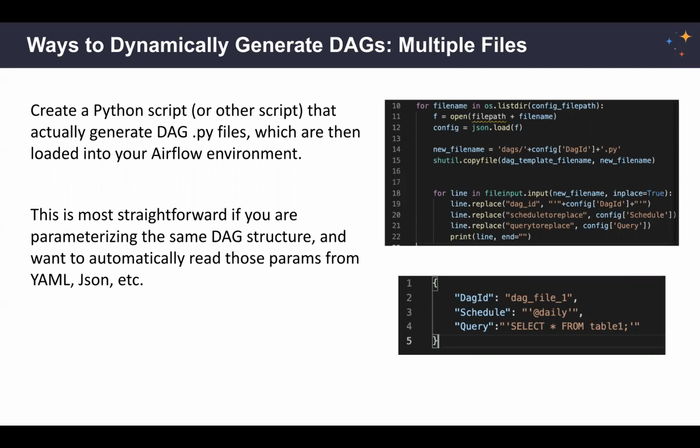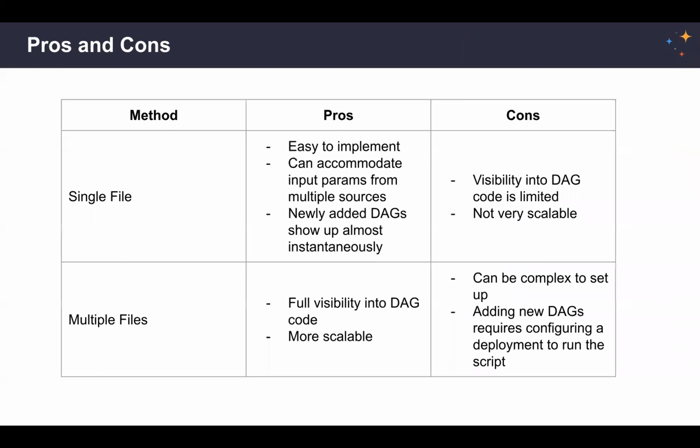This can be really straightforward if you are parameterizing the same DAG structure and you want to just read in those parameters from a YAML or a JSON file or something like that. We'll walk through, again, an example of that in more detail in just a bit. Before that, I'll dive into some of the pros and cons of both of those methods.